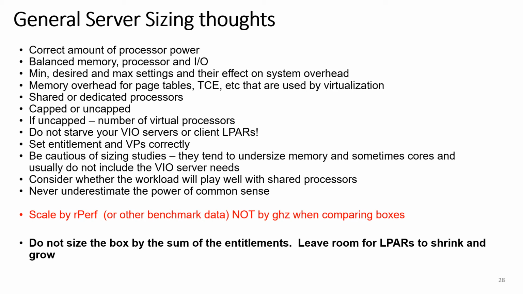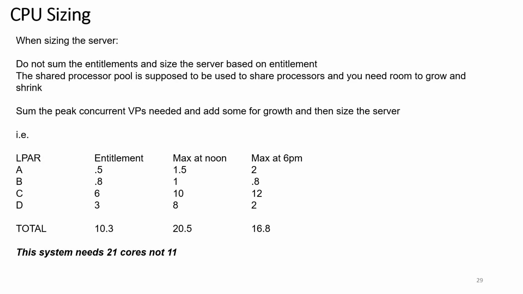What that means is that your LPARs can't shrink and grow, because the whole idea is that you set the entitlement to what you're using, a little bit above average, and then you have your VPs set to what you're going to peak at. Well, if all your LPARs peak at the same time and you size the box by entitlements, then you're not going to be able to grow and shrink, and you're going to have a lot of latent demand and some serious performance issues. So that's what I'm getting at here, where I say don't sum the entitlements.